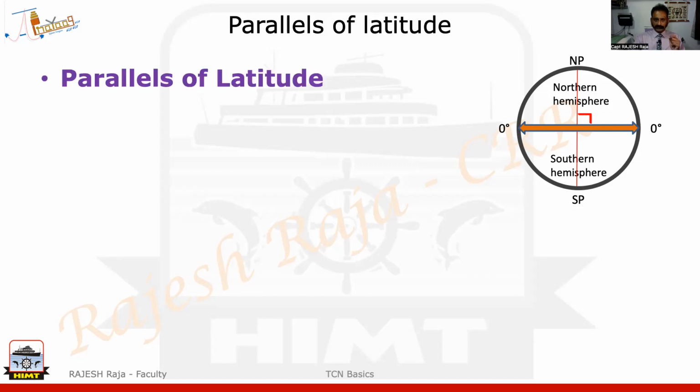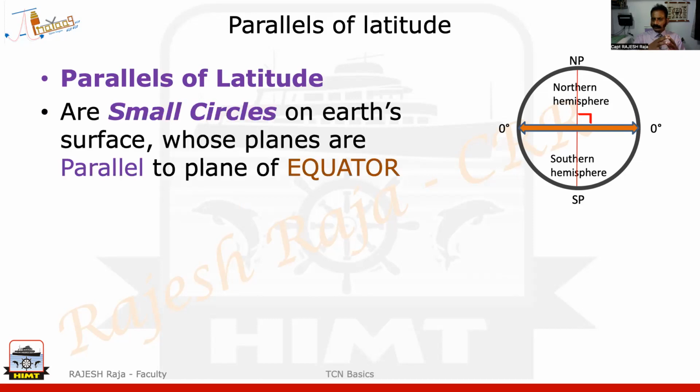Remember, the equator was a GC. And what is a parallel of latitude? They are small circles on the Earth's surface. But the catch is the plane of this small circle has to be parallel to the plane of the equator.